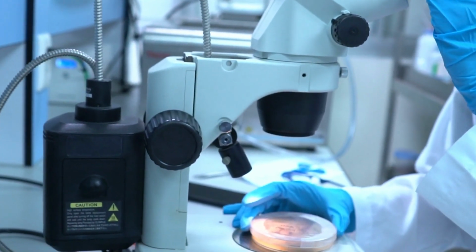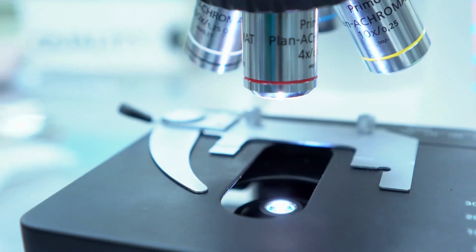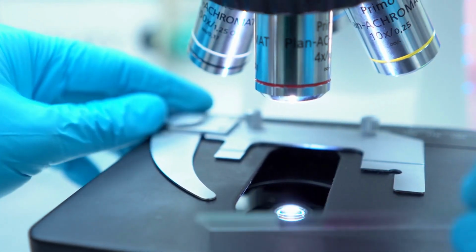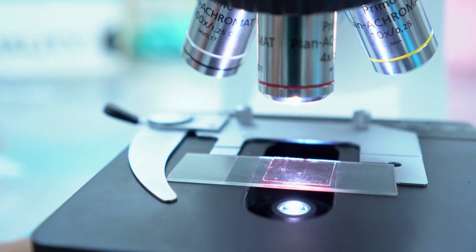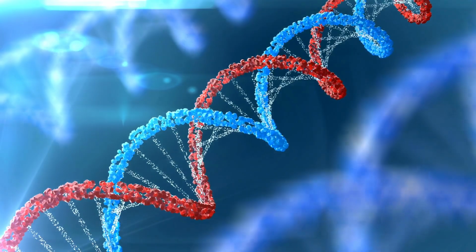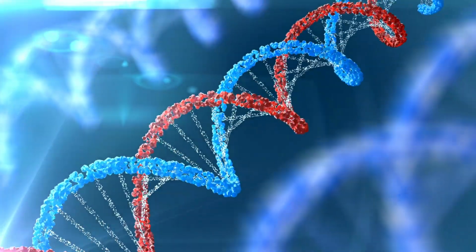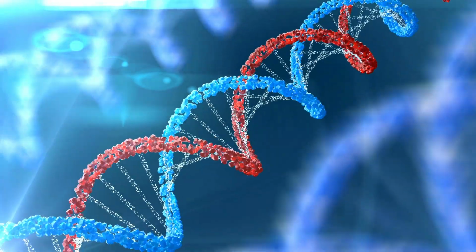One of the key applications of gene sequencing in cancer research is the identification of specific genetic mutations or alterations that drive the development and progression of cancer. By analyzing the genetic code of cancer cells, researchers can identify specific mutations or alterations that may be targeted with precision therapies, such as targeted drugs or immunotherapies.